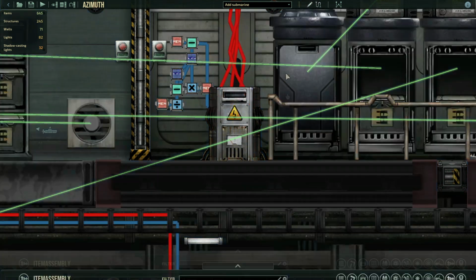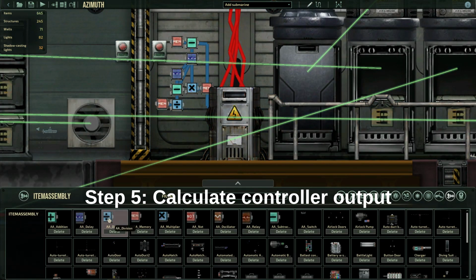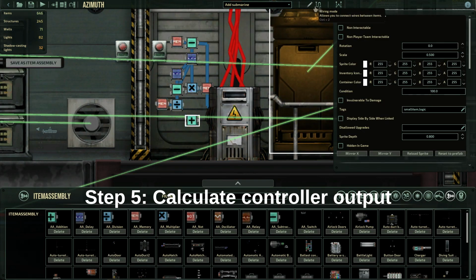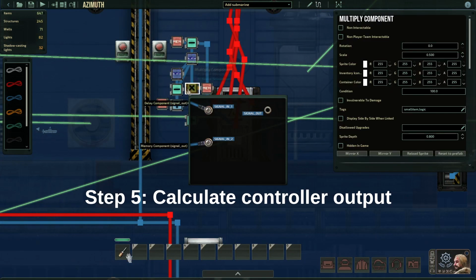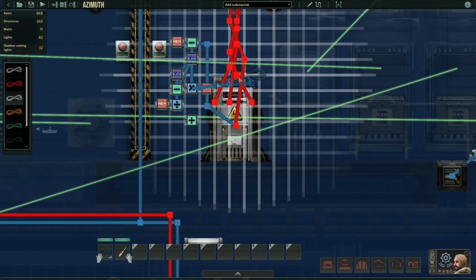The last step is to combine the signal from these two controllers with an addition block and connect the output from that block to the set charge rate input of the element to be controlled.